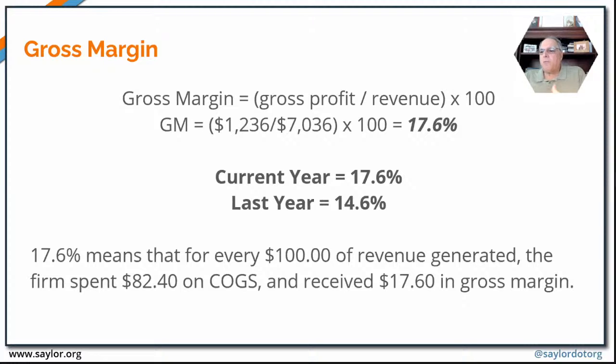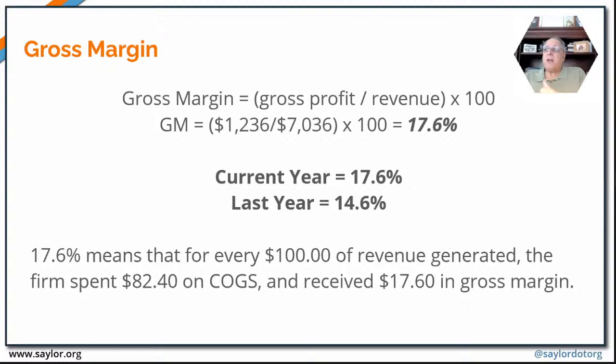Now, again, for comparison purposes, I put some numbers up there and said last year, let's suppose our gross margin was 14.6%. So what's that tell us? One, it tells us our gross margin has improved. It's gone up a bit, meaning we are in fact more profitable. Specifically, what does the 17.6% mean? Think of it this way. For every $100 that we generated in revenue, we spent $82.04 on cost of goods sold, which left us with a gross margin of $17.60.